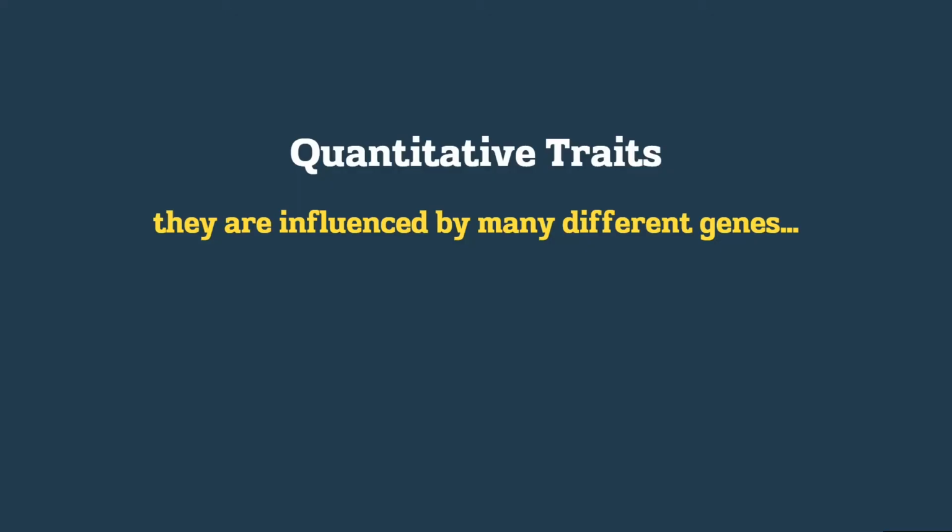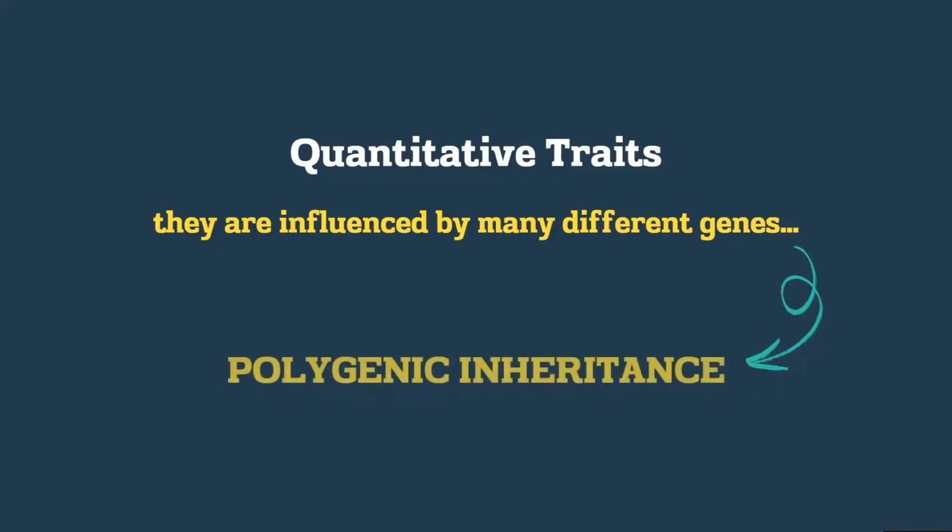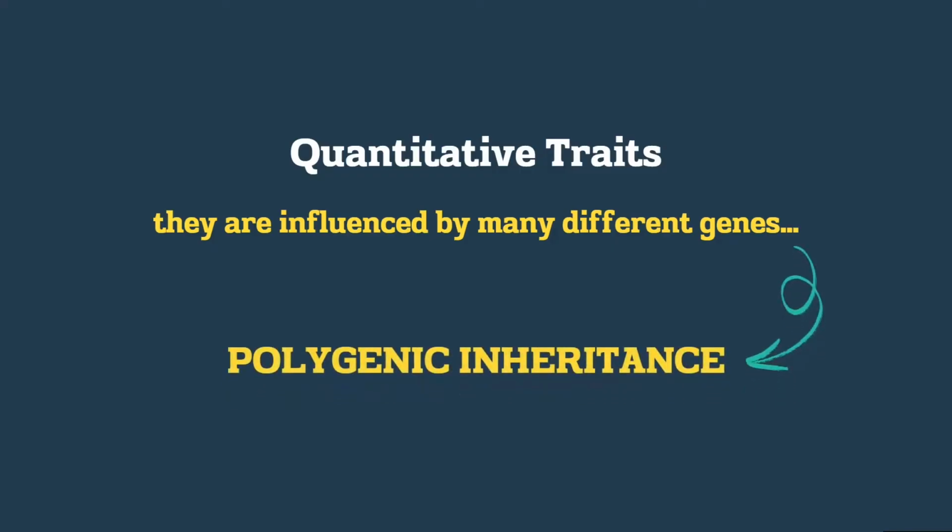And because so many genes are involved in the expression of the phenotype for that particular trait, their combined influence results in a wide variety or a wide range of phenotypes. And this concept is now known as what we call polygenic inheritance. So poly coming from the term multiple or many, genic referring to genes.